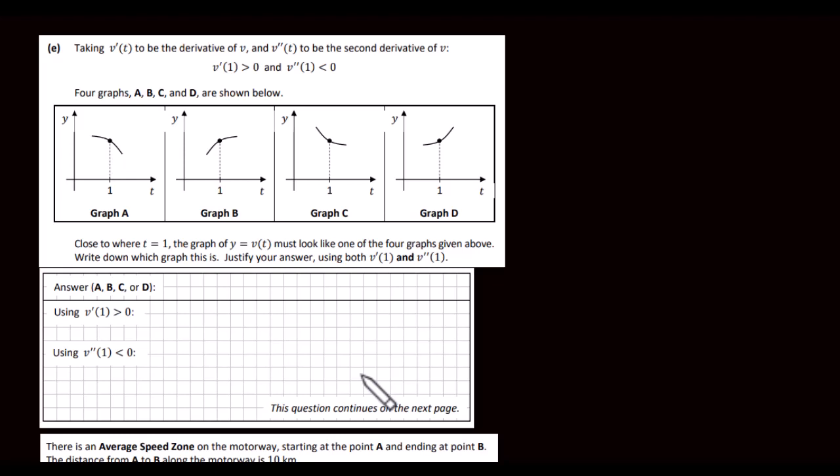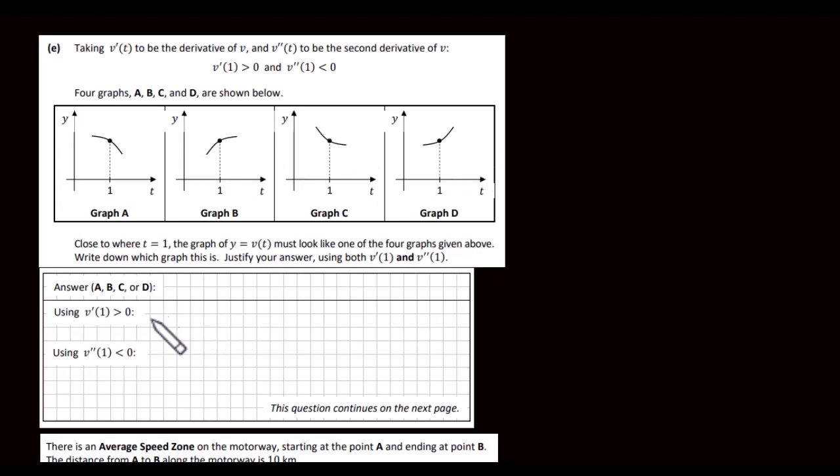We're given 4 graphs A, B, C, and D. Close to where t is equal to 1, the graph of y is equal to v of t must look like one of the 4 graphs given above. Write down which graph it is. Justify your answer from both v prime 1 and v double prime 1. Okay, so we know that v prime 1, the first derivative at 1, is positive. That means the slope of our tangent at the point t is equal to 1 must be positive. So here we can see our tangent would be negative. Here's positive, so it could be b. Here the slope would be negative. Here the slope would be positive.